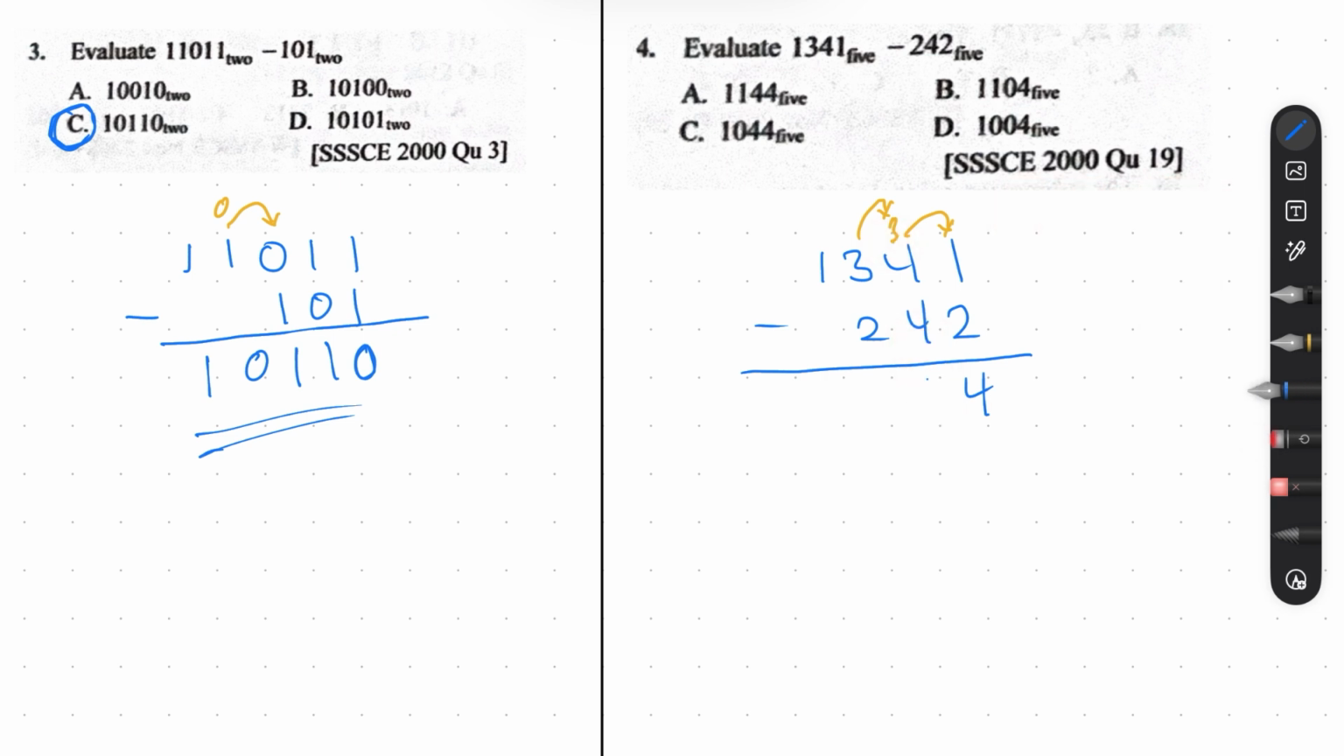So this side will be 4. And when we borrow from here, it will be left with 2. So let's write 2 here. So now this 2 minus 2 is 0. So 0. And now finally 1 minus nothing is 1. So here is our answer. Let's see if you have it there. Base 5, right? You have to be careful. Base 5. 1044 base 5. So our answer is C.